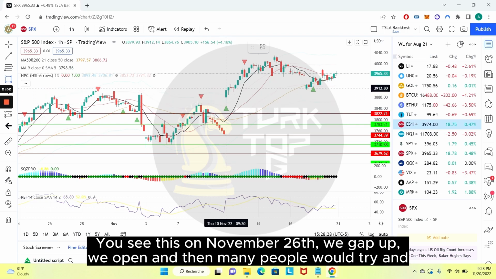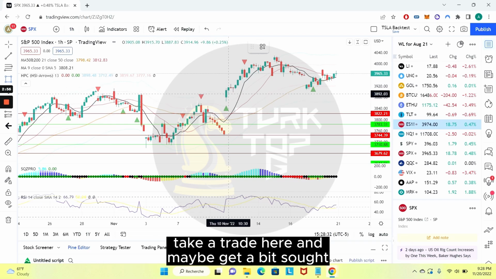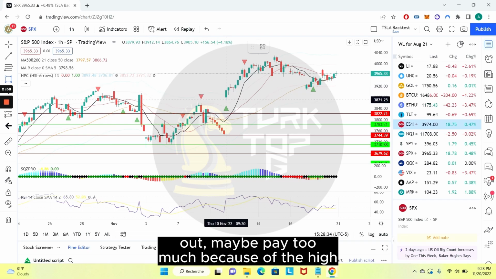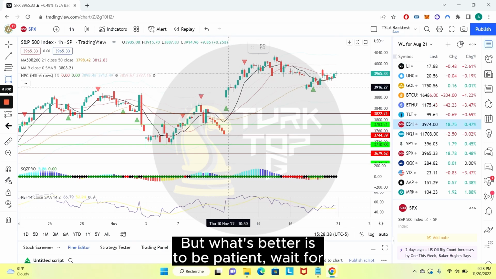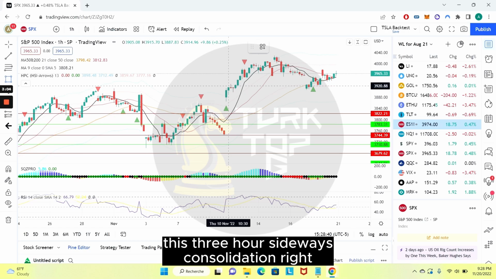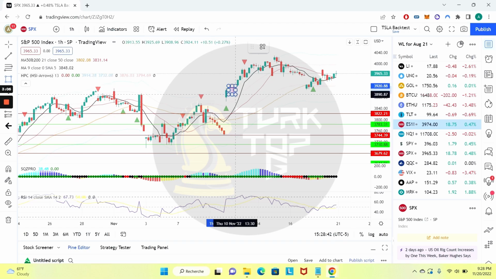We gap up, we open, and then many people would try and take a trade here and maybe get whipsawed out, maybe pay too much because of the high IV. But what's better is to be patient, wait for this 3-hour sideways consolidation right here in this area.